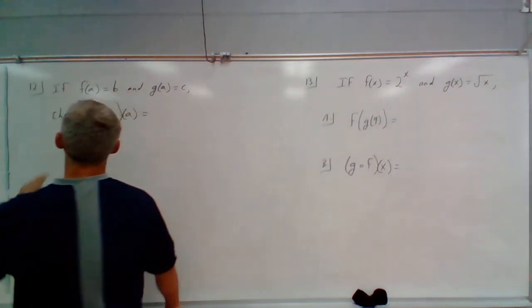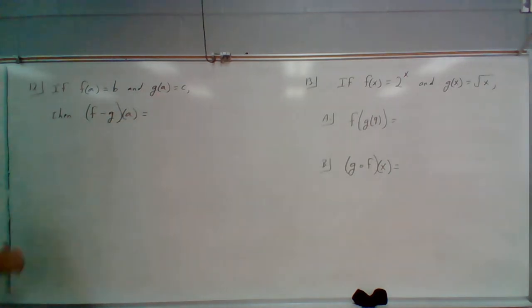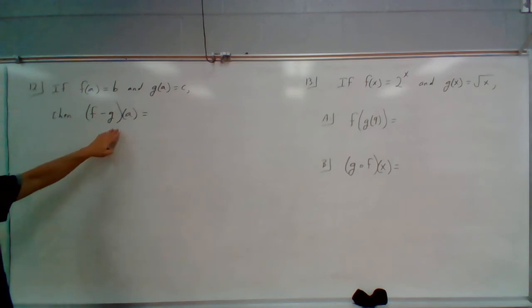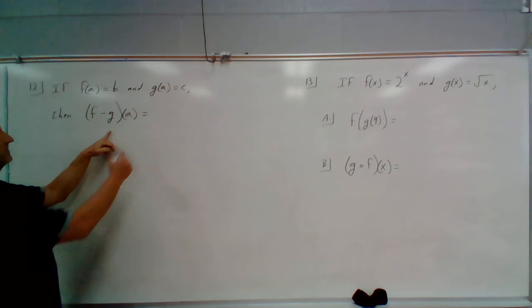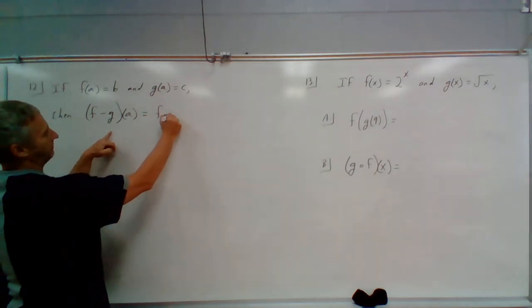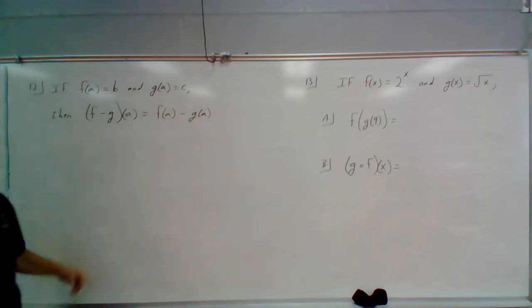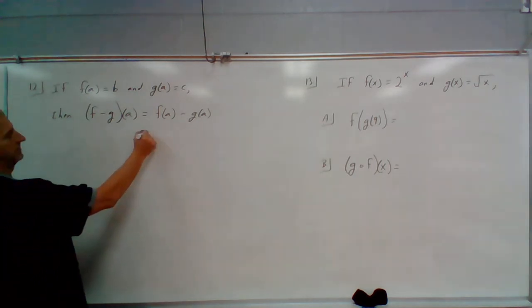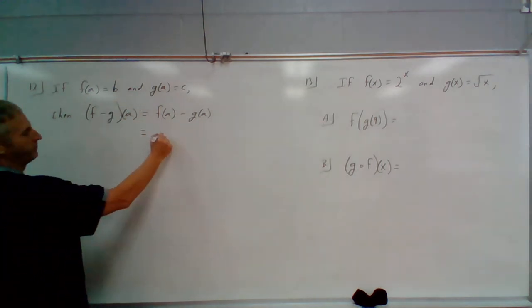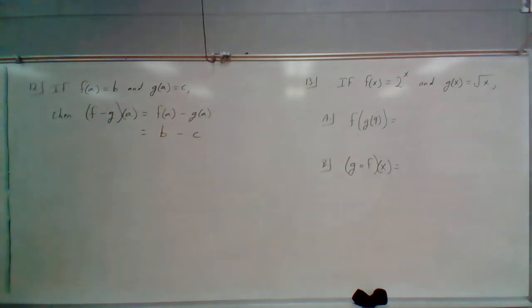All right, so on the first one, I've got f of a is equal to b, and g of a is equal to c. I want to know what f minus g of a is equal to. All right, so by definition, f minus g of a is equal to f of a minus g of a. Okay, so that's just the definition of what this new function means. F of A, I told you, was B. G of A, I told you, was C. So there's the answer, B minus C. So it's just that easy.